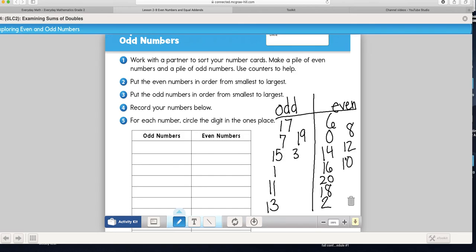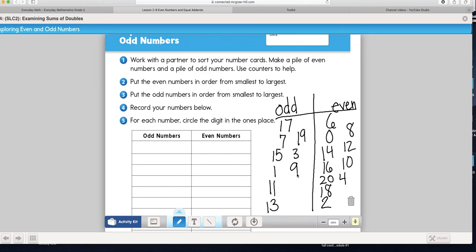3 more cards. 4. I thought I had that one up there, but I don't. Is 4 going to be even or odd? What do you think, Angelina? Even. And 9. Is 9 going to be even or odd, Alina? Odd. It's going to be odd.